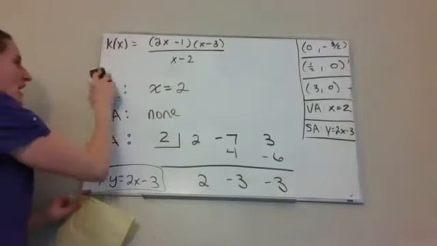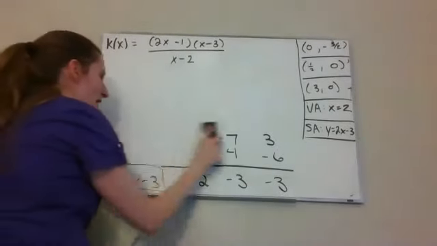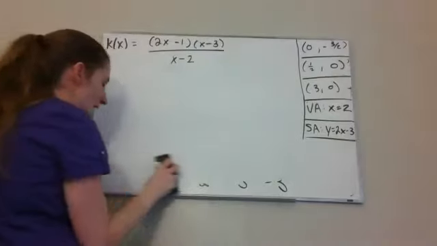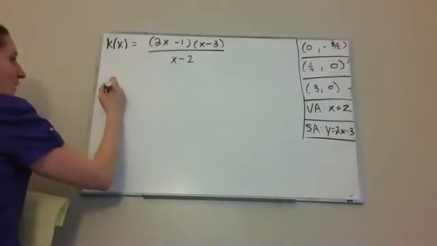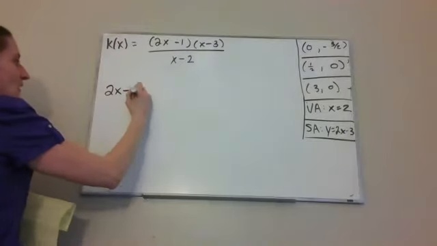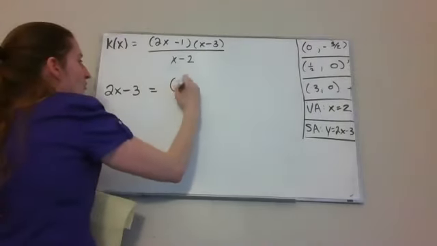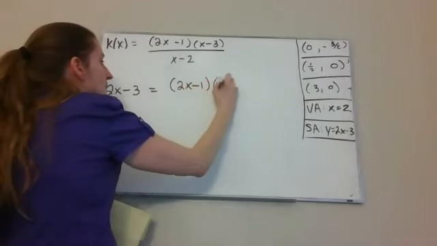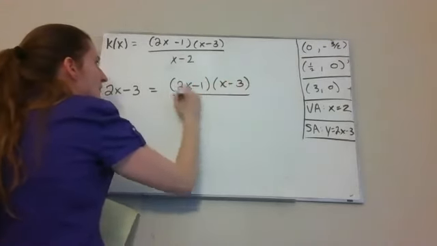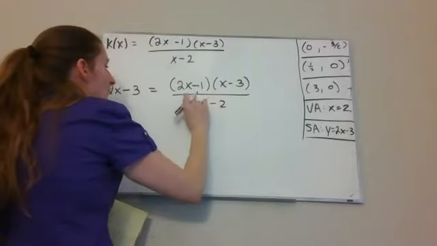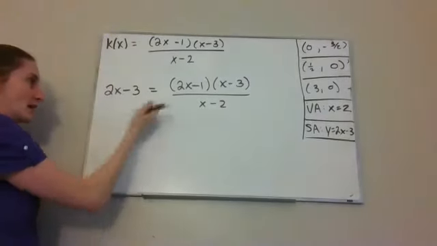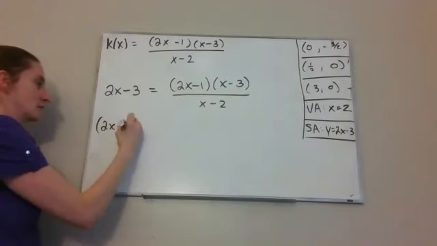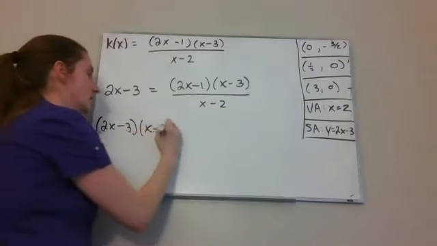Now I have to check, are there any points where I actually touch the slant asymptote? That's step 3. So to do that, you take your slant asymptote and set it equal to your function, and see if there's any places where this is true. Multiply by the denominator on both sides.